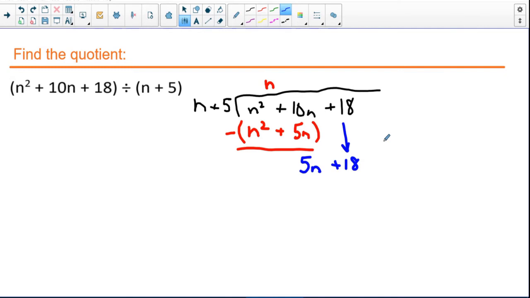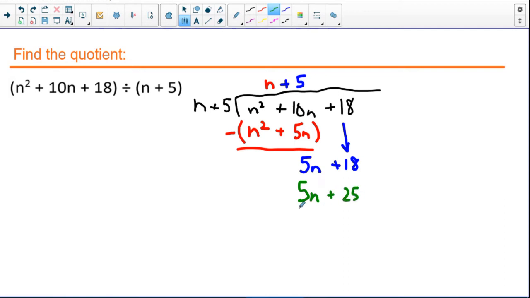All right, and we're just going to repeat that same algorithm, that same set of steps. So what do I need to multiply this by to make it look like the first term? So this first term is n. This first term is 5n. So if I just multiply that times 5, then it's going to give me this, which will cancel these out. So n times 5, 5n, which is what we want. We want these to cancel out when we subtract them. And then 5 times 5 is 25.